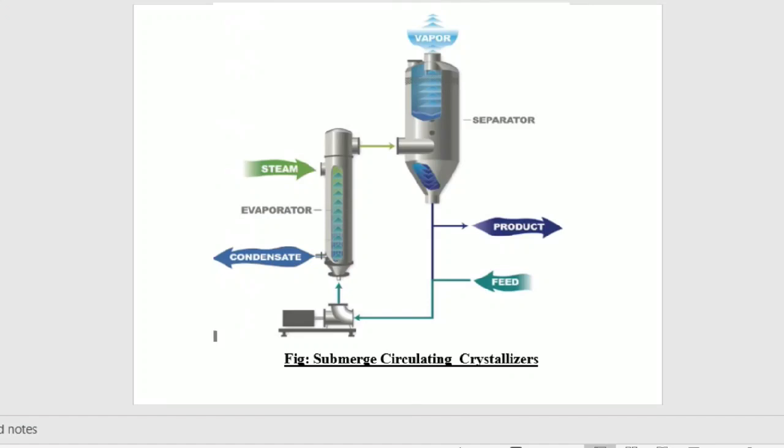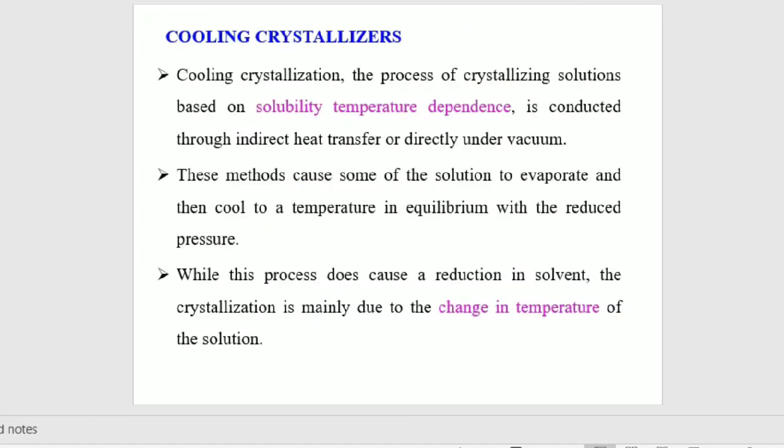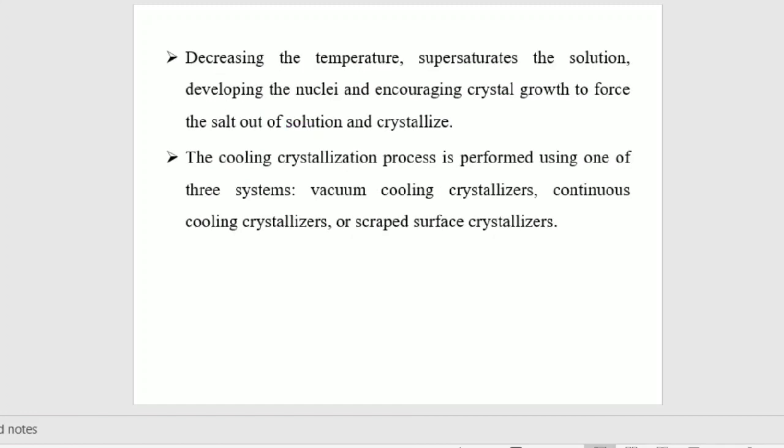This is the submerged circulating crystallizers used in the industrial field. Now cooling crystallizer. In this process, the solution is crystallized based on the temperature dependence of solubility. This method causes some of the solution to evaporate and then cool to a temperature in equilibrium with a reduced pressure. This process is mainly due to the change in temperature of the solution.